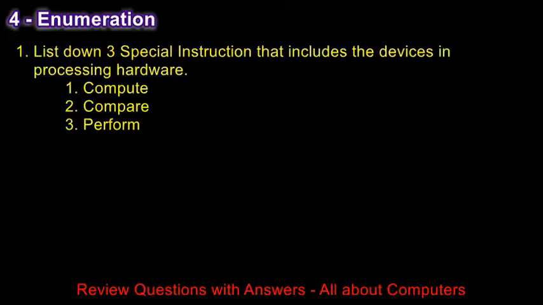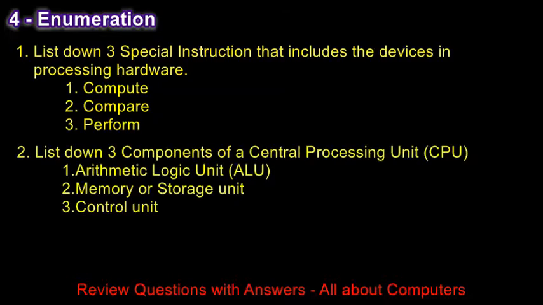Test for enumeration. Number 1. List down 3 special instructions that include the devices in processing hardware. Number 1, compute. Number 2, compare. And number 3, perform. Next, number 2. List down 3 components of a central processing unit.